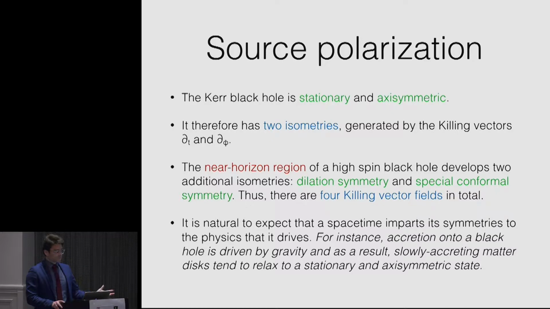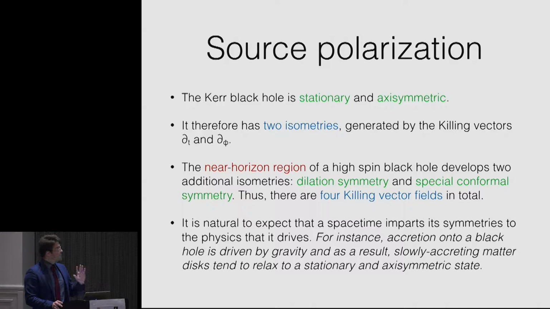The Kerr black hole, as everybody knows, is stationary and axisymmetric. So mathematically, that means that it has two isometries, symmetries of the spacetime, which are generated by the Killing vectors ∂/∂t and ∂/∂φ. Now, general relativity predicts that the near-horizon region of a high-spin black hole develops two additional symmetries, namely dilation symmetry and special conformal symmetry.